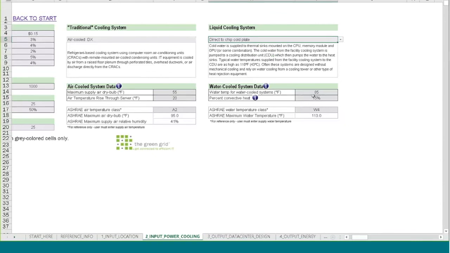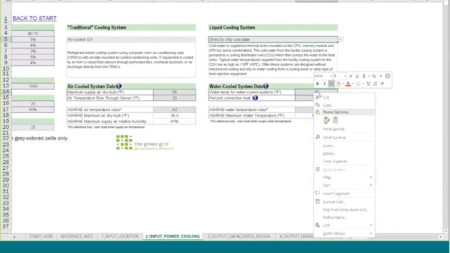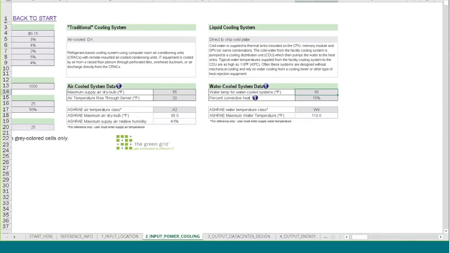So the water cooled system data, what is the temperature of the water? Here I just have 85. I'm not sure what it would be. It could be whatever, up to over 100 degrees.